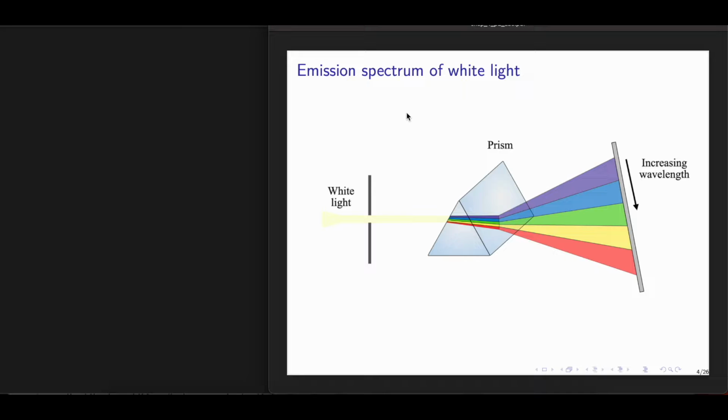We start with the emission spectrum of white light. We all know this experiment where white light from the sun, for example, passes through this slit and goes through this prism. What happens is that this white light will be separated into different colors of the visible region, as we can see here. And here we have a continuous spectrum. So from the white light, we get a continuous spectrum.